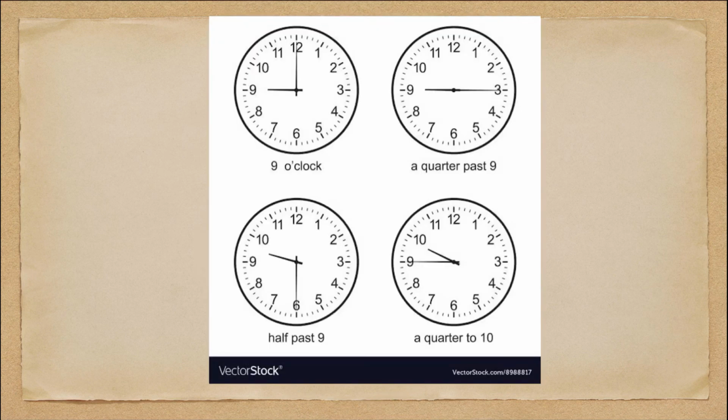See here. Can you see? In this clock, you can see it is 9 o'clock because the hour hand is at 9, minute hand is at 12. This time is quarter past 9 because we have already crossed the time 9 o'clock and we are ahead by 15 minutes. So a quarter past 9. Half past 9. The minute hand is at 6. That means it has crossed 30 minutes. That's why it is called half past 9.